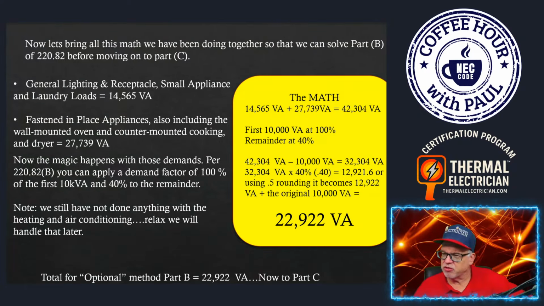So in this case, we're going to round it to 12,922. And then we're going to add that 10,000 back, because we had to take the first 10 at 100%, remember? So we're going to add that 10,000 back to it. So that gives us a total of 22,922. Okay. Makes sense? So that is part B. That's the first part. Easy peasy so far, right? Not troubling at all. Pretty simple, pretty easy to do.